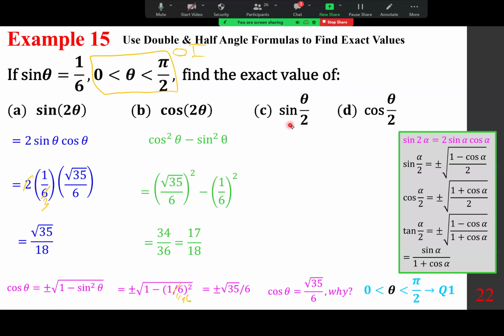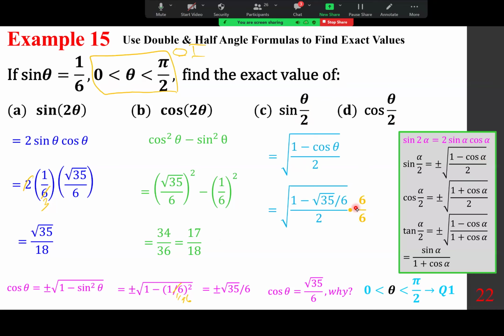Sine of theta over 2, obviously both of these are positive because this is in the first quadrant, so half of it is in the first quadrant also. So using sine theta over 2, we go with the square root of 1 minus cosine theta over 2 under the radical. Okay, we use this formula and positive because it's the first quadrant. So 1 minus the square root of 35 over 6, divided by 2, we are going to multiply by 6 over 6.